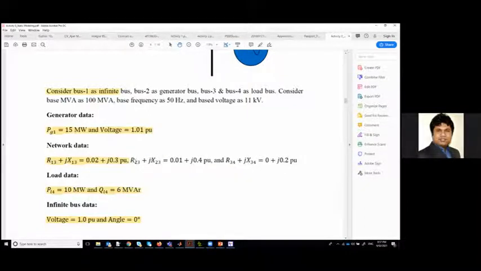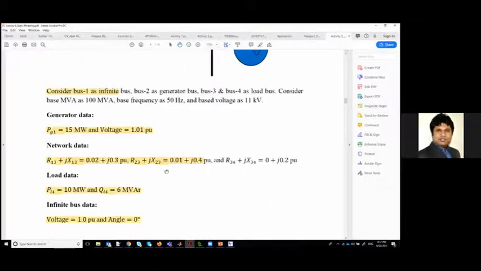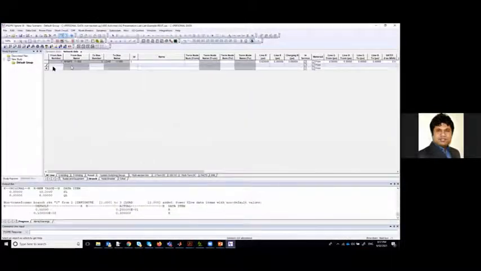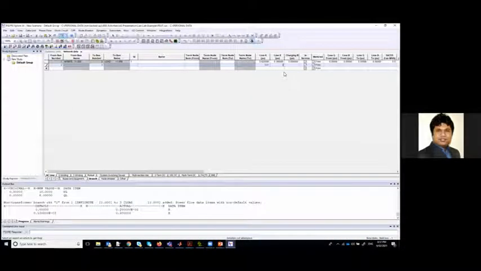Now let's put for line 2, 3, which is given as 0.01 and 0.4. Let's put from bus 2 to bus 3. That is given as 0.01 and 0.4. Okay, so we put 2 lines.